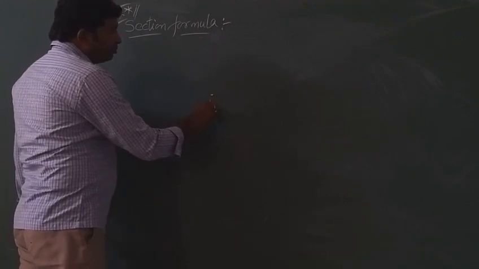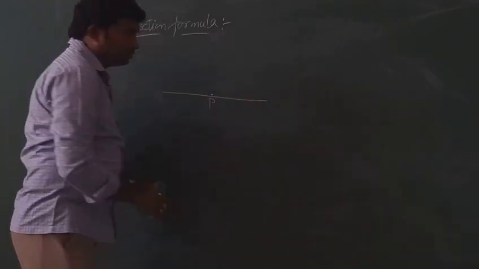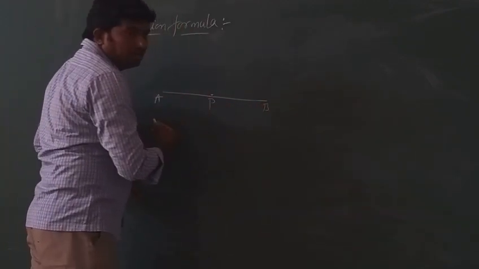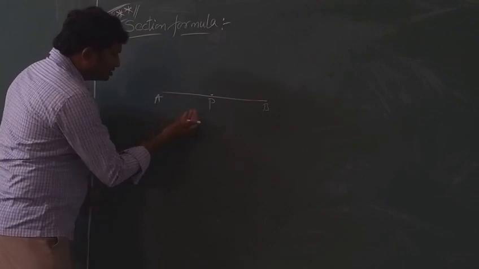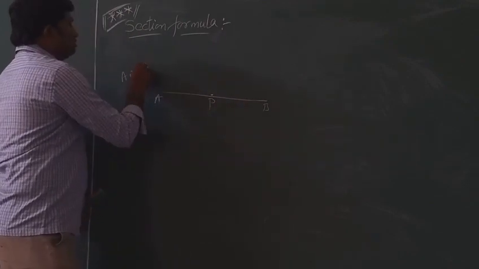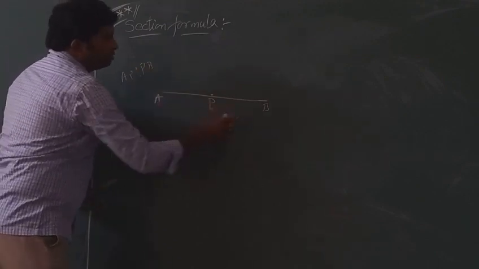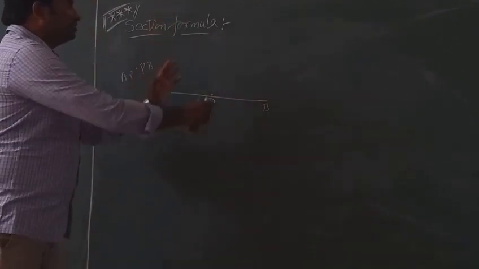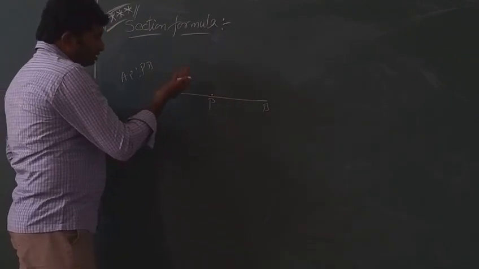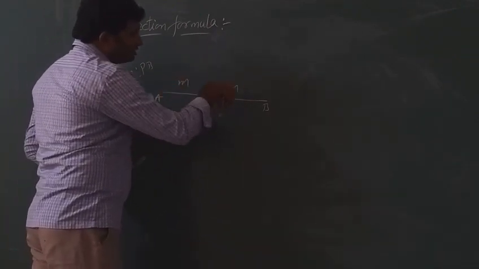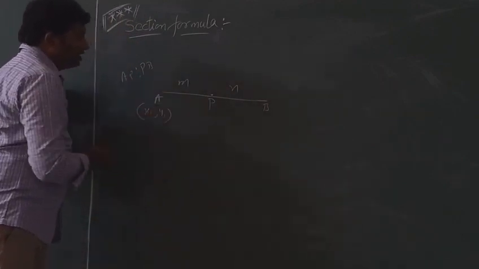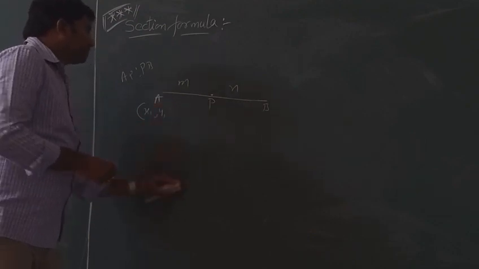If the point P divides the line segment AB in the ratio, what is the ratio? AP is to PB. P is going to divide the segment AB in the ratio AP is to PB, in what ratio? That is M is to N. And here A is what? X1, Y1, and you can take Z1 also.